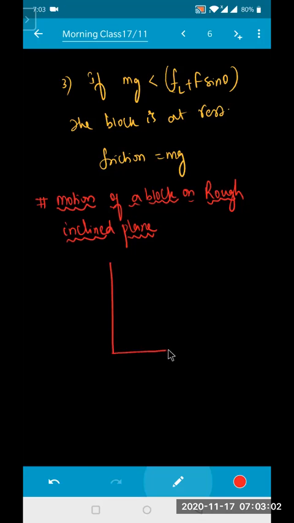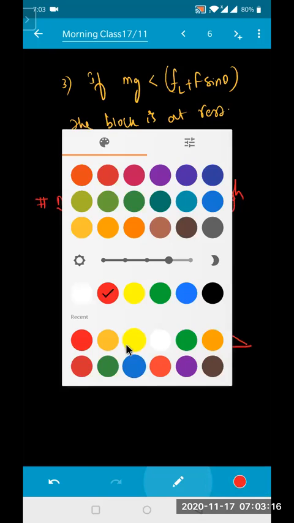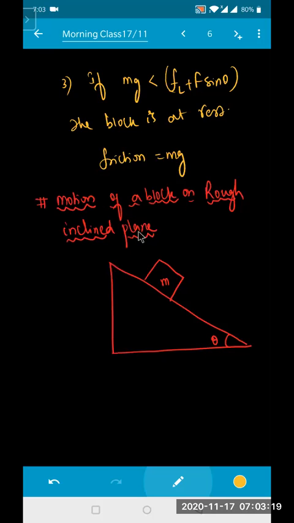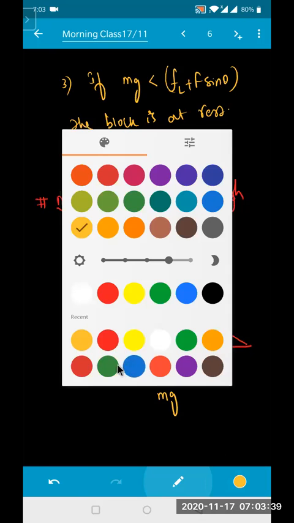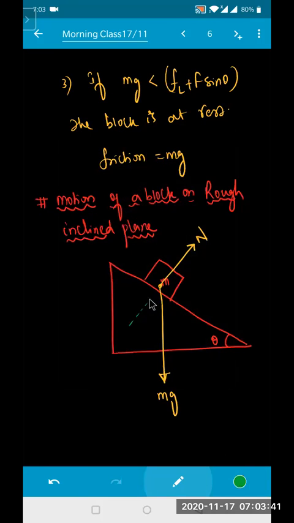Say this is your inclined plane, and this is your angle, theta. And here there is a block of mass m. We are talking about the motion of the body right now. There are two cases: if it is less, what happens? If it is greater, what happens? Now tell me what are the forces acting on this body? First is the weight of the body, in the downward direction, that is mg. The next one is the normal. Now resolve the forces. If you resolve the forces, we have two forces here.